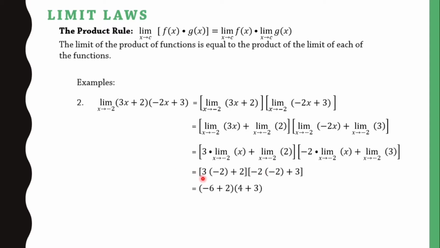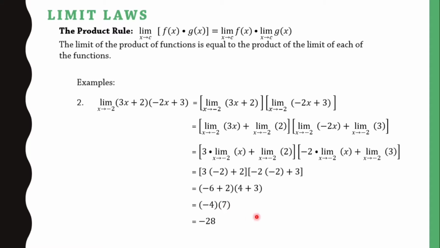So 3 times negative 2 is negative 6 plus 2. Then the other factor is negative 2 times negative 2. That's positive 4 plus 3. So negative 6 plus 2 is equal to negative 4. And 4 plus 3 is equal to 7. So negative 4 times 7 is equal to negative 28.